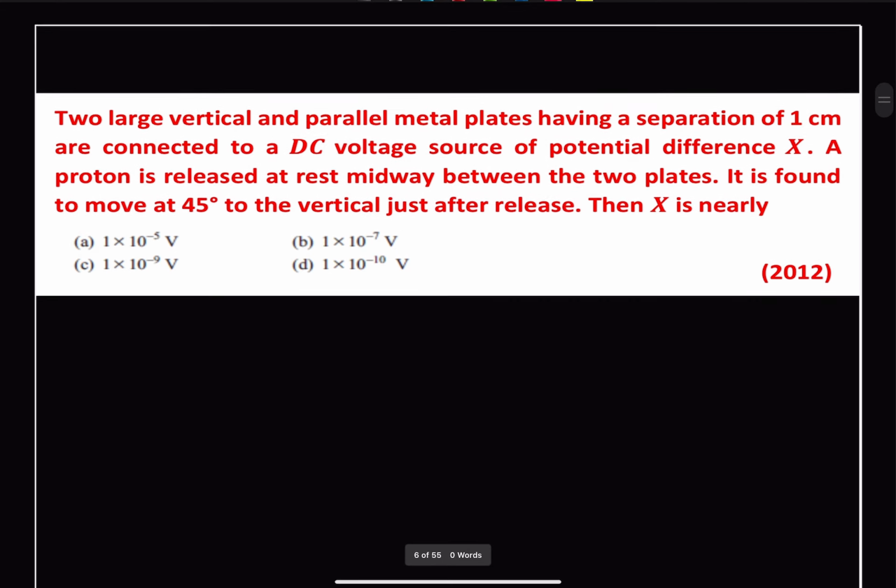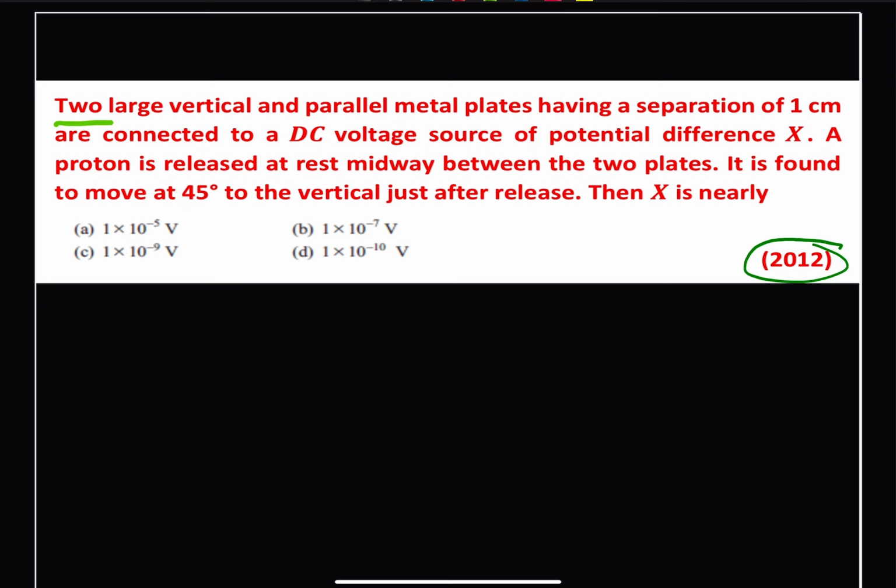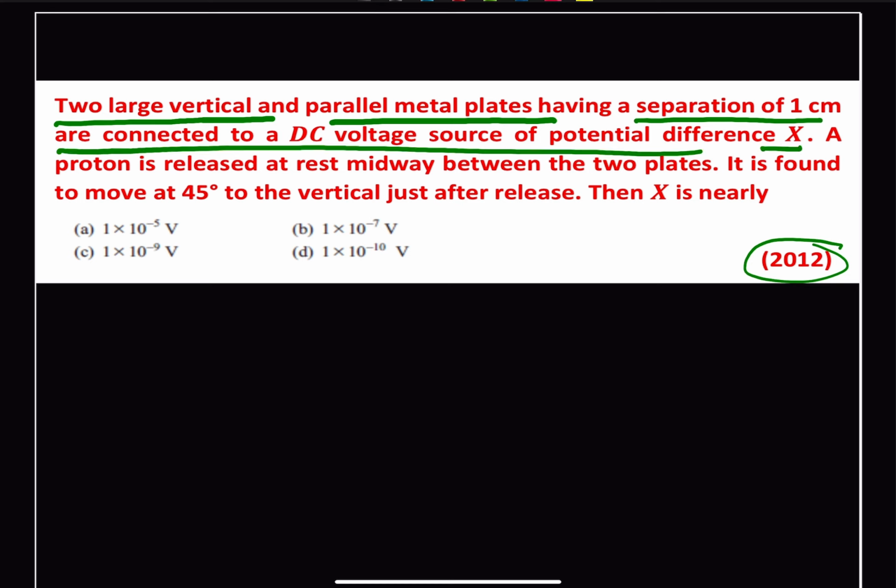Next question. It was asked in the year 2012 and it states that two large vertical and parallel metal plates having separation of 1 centimeter are connected to a DC voltage source of potential difference X. A proton is released at rest midway between the two plates. It is found to move at 45 degrees to the vertical just after release. Then X is nearly equal to.